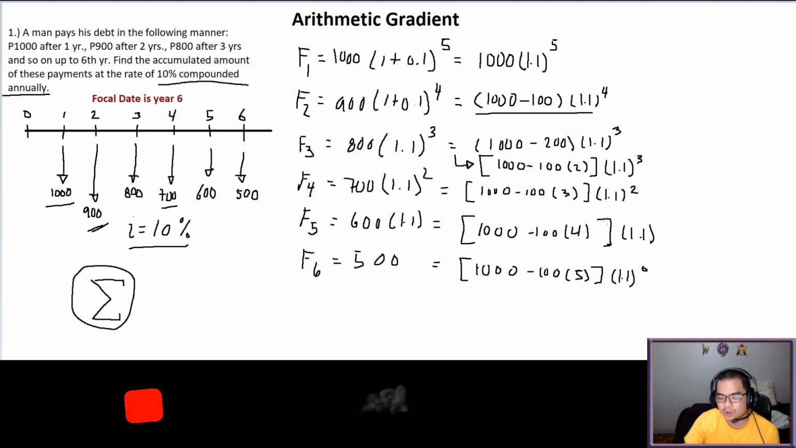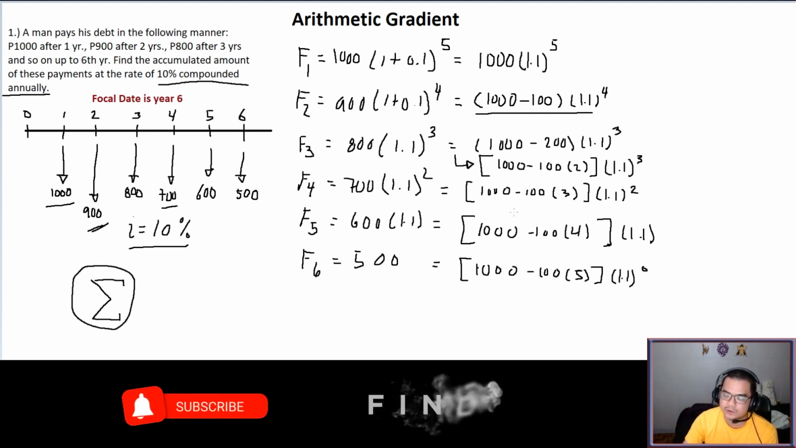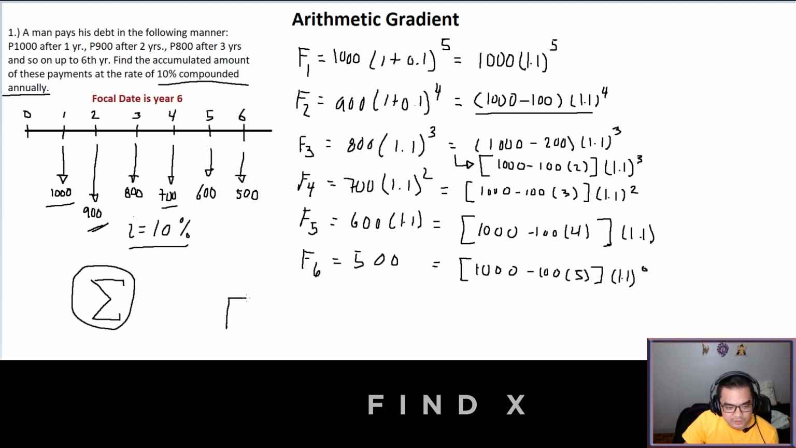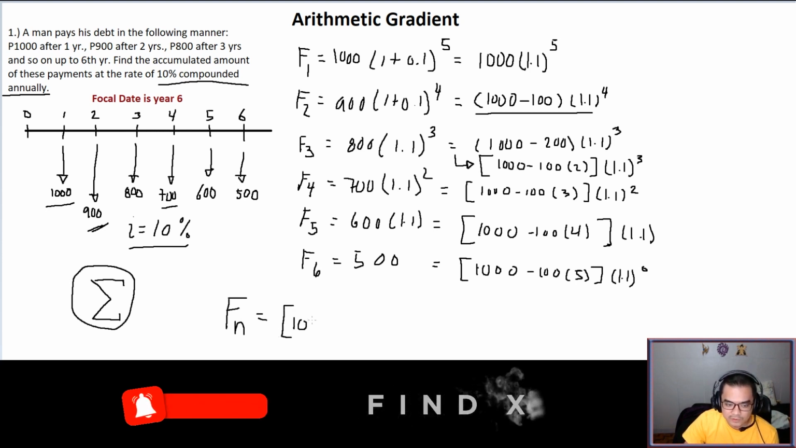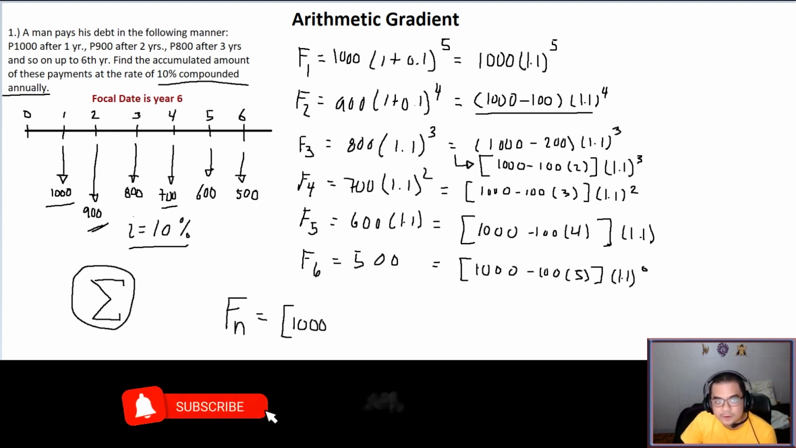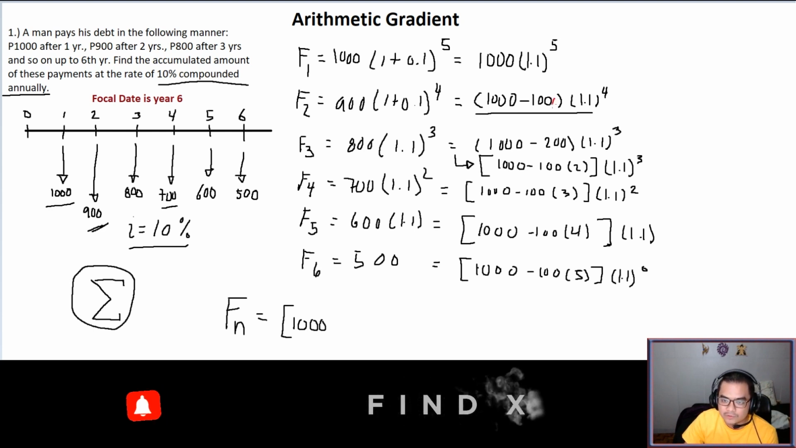So now, looking at those, you get a pattern or a formula. Now, deriving the general formula, as you can see, we have F1, F2, F3, up to F6. I will say that this is Fn. Whatever the value of n, you'll have here 1000. That's a constant, right? They all have 1000. As you can see, from here, this is originally, we have here 1, right?